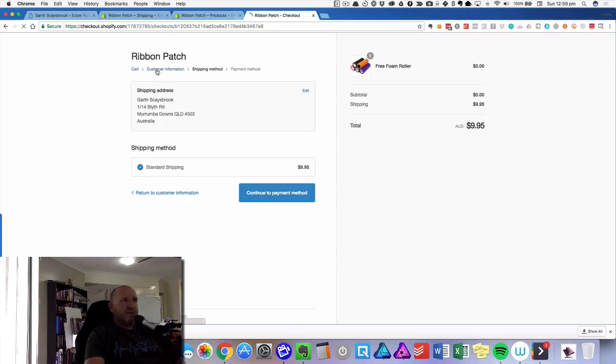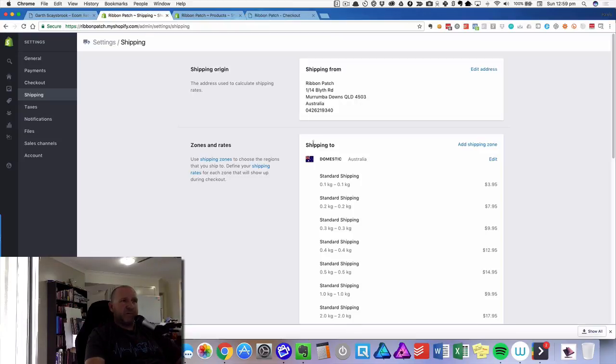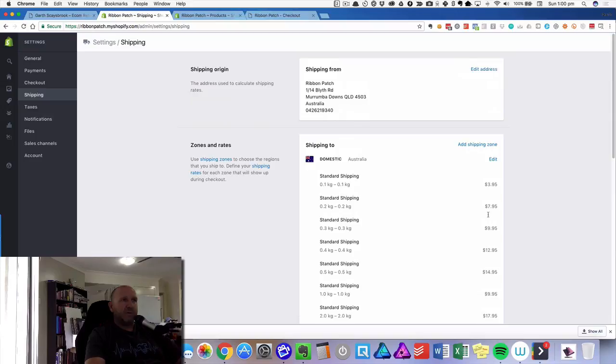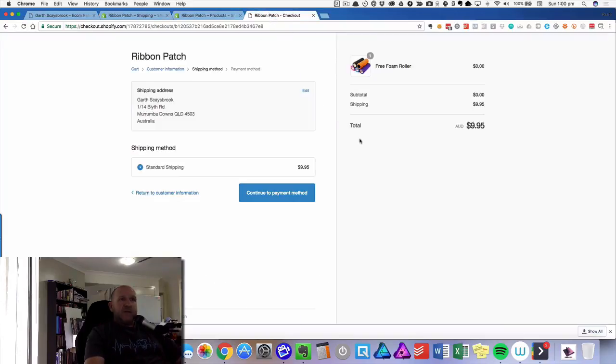It will go to customer information. They'll put the customer information in, and then it will go to shipping method, which is the screen you see now. As you can see, it's got standard shipping of $9.95. So we've got zero for the product and $9.95 for shipping. Where does this come from? This comes from the shipping table. Because it's a free plus shipping offer, it falls into the 1 kilo rate at $9.95, and that's what we want. Then they would continue to payment method and check out.